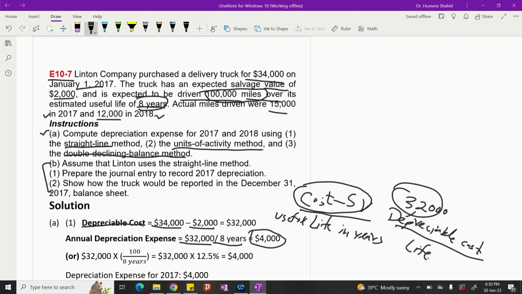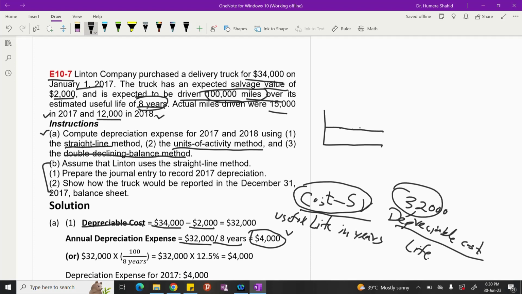Straight line depreciation is known as straight line because on the graph its depreciation remains straight, meaning every year the depreciation is the same, right? So 4,000 for the first year, 4,000 for the second year, every year it's going to be the same.